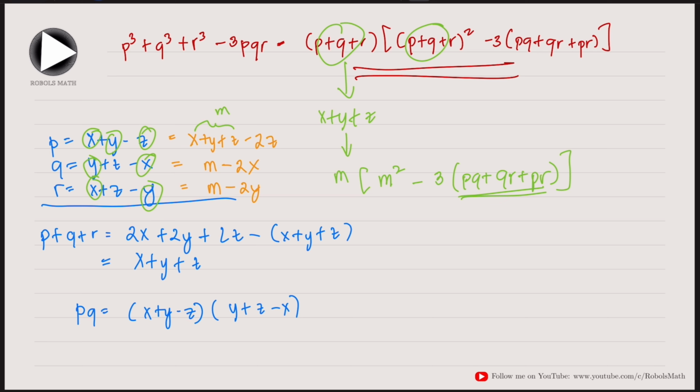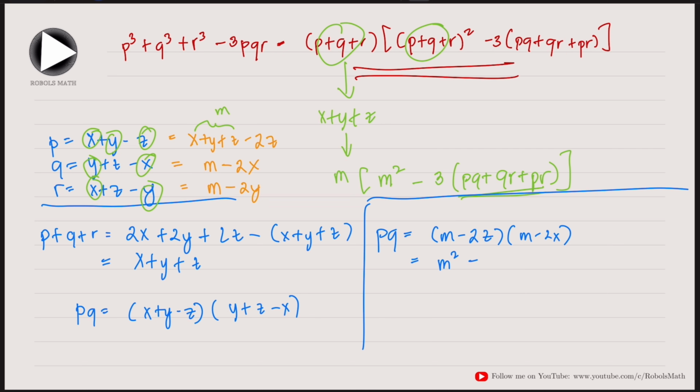Which means that, I'll just draw a border here, PQ is equal to m minus 2z and Q is m minus 2x. If we multiply them, we get m squared minus 2 times x plus z times m plus 4xz. I just factored it out, but this is just a product of using the FOIL method for multiplication.